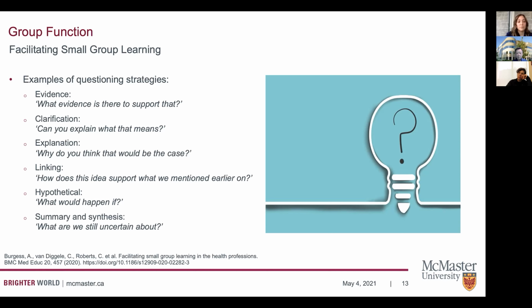If you're wanting them to link concepts, how does this idea support what we mentioned earlier on? How does this relate back to the case we just covered last week, and getting them to make those connections? Hypothetical is another great way to see, do they understand how to connect this? So, what would happen if, or as we mentioned, how would this be different if this was an 80-year-old? Or how would this be different if this was a person with low socioeconomic status? It's just getting them to link concepts together. And for summary and synthesis, what are we still uncertain about? Or can we summarize in 2 sentences the main learnings of today? So again, these are some questions you may use just to get an idea of where they are in that learning process. Is there work that still needs to be done?